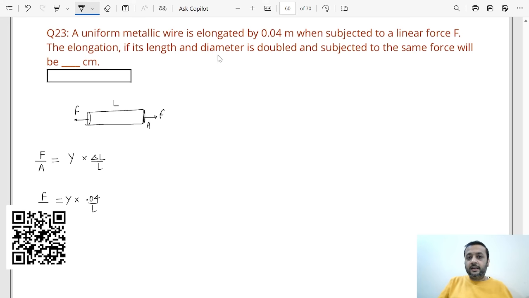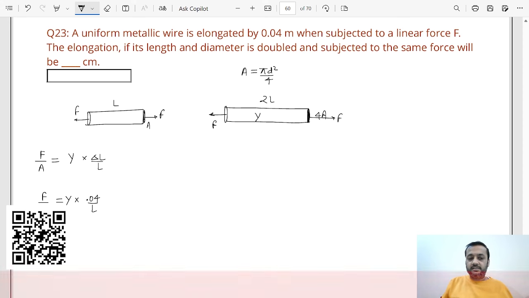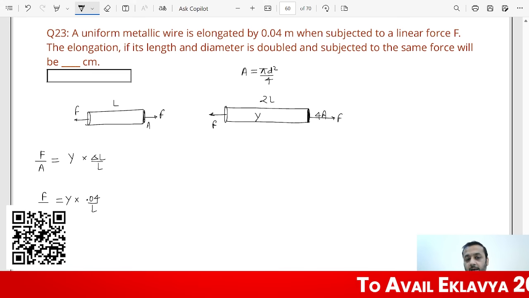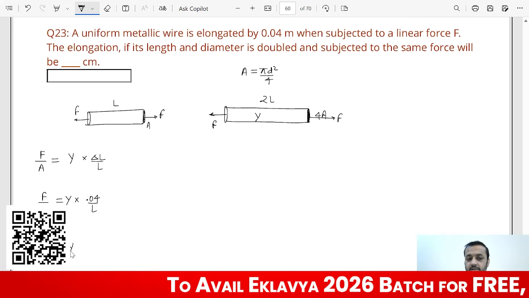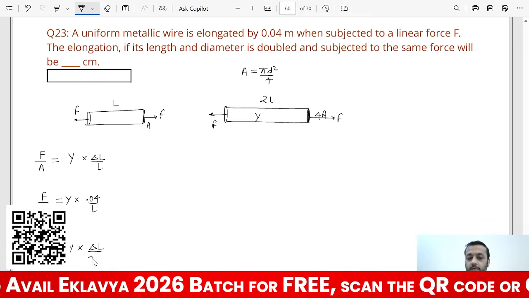Now what we are doing? We are doubling its length and diameter. So if you double the length and if you double the diameter, so look, length will become 2L and the cross sectional area will become 4A, because area is pi d square by 4, right? So if you double the diameter, area will become 4 times, because area is proportional to the square of the diameter. We are applying the same force. So force has not been changed, and Young's modulus we consider as a property of material, so it will also not get changed. So in the second situation, the force F upon new area, which is 4A, equals Young's modulus into new elongation delta L upon new length 2L.